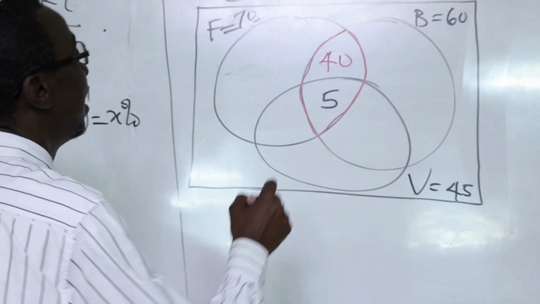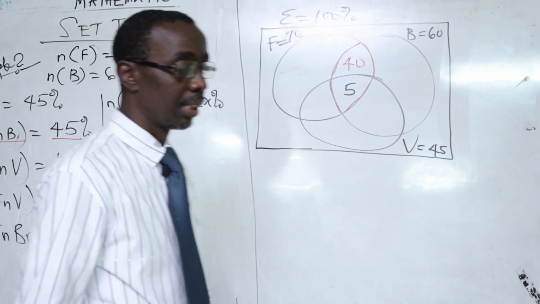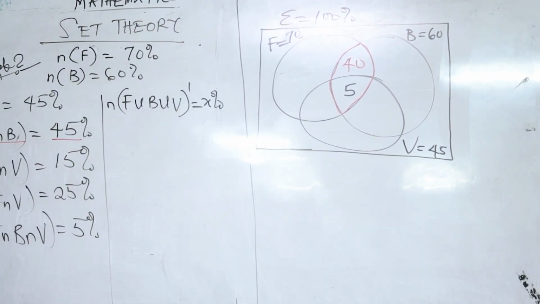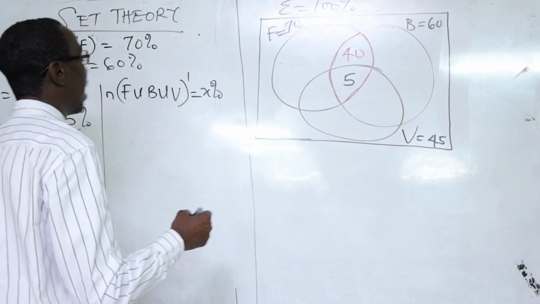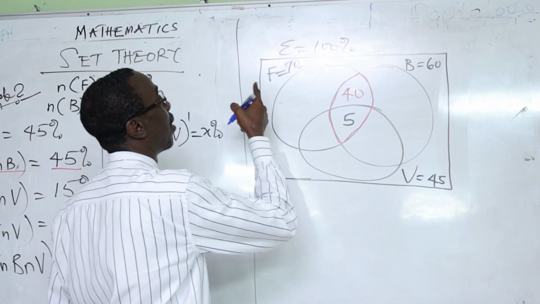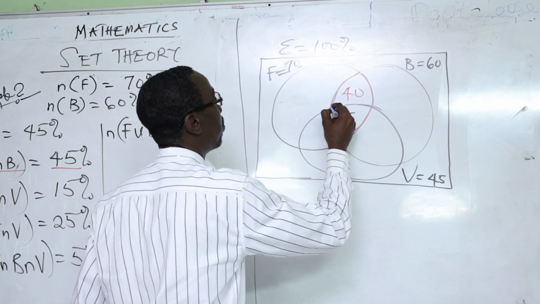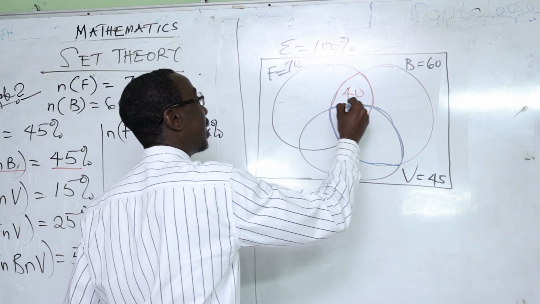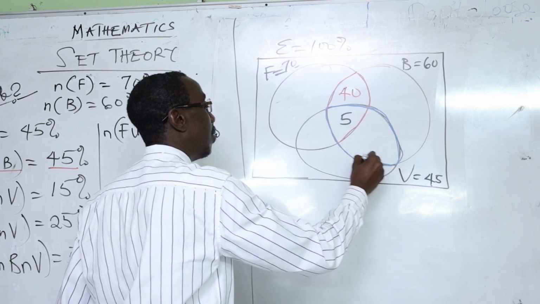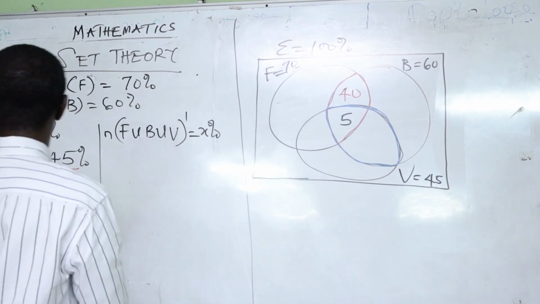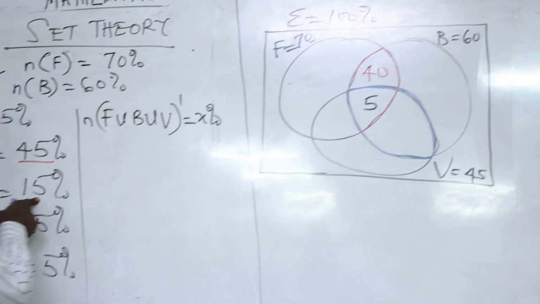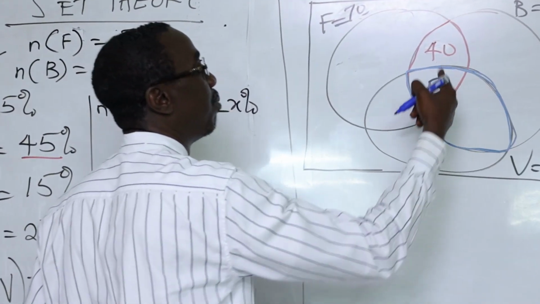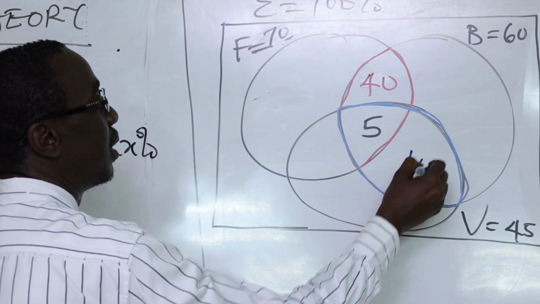The same thing, looking at boxing intersection volleyball. This is boxing, volleyball. You will agree with me? Okay? They said boxing and volleyball is 15. But out of the circle of boxing and volleyball, 5 is already taken off. This will be 10.